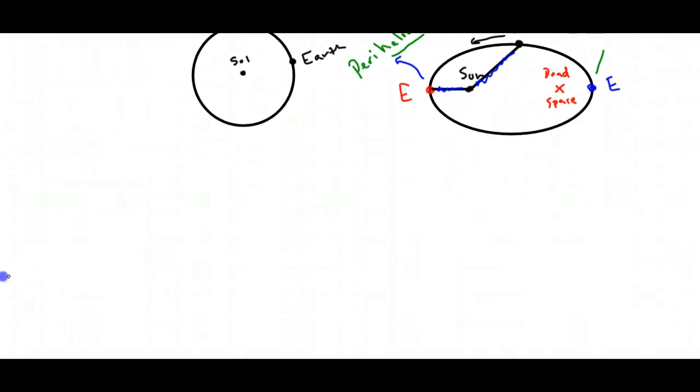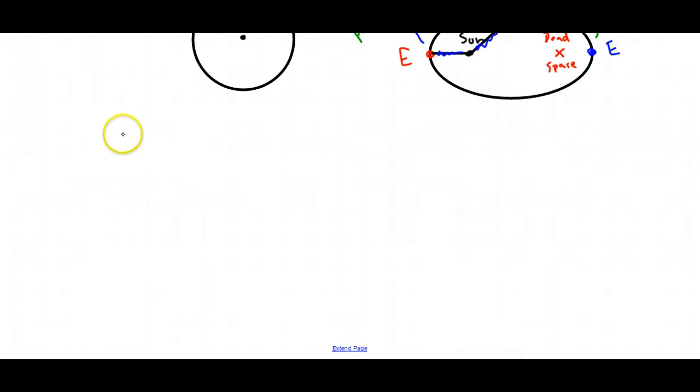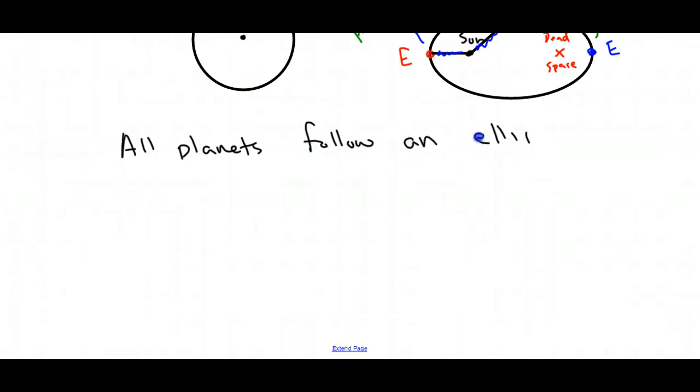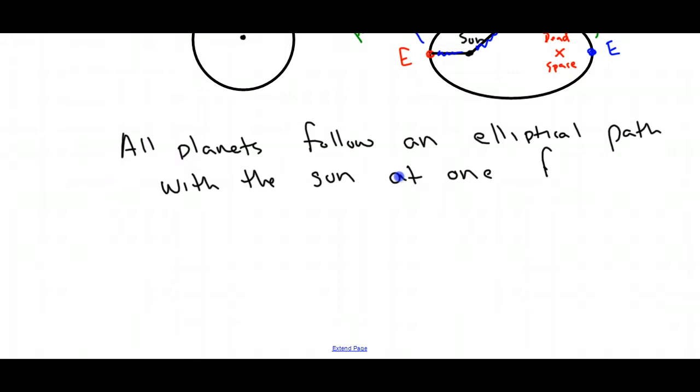Kepler's first law, as stated, is the following: all planets follow an elliptical path with the sun at one focus. The two different points here, this one and this one, are called the foci. A single one of those is the focus.